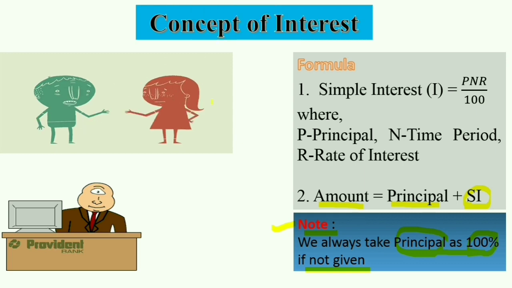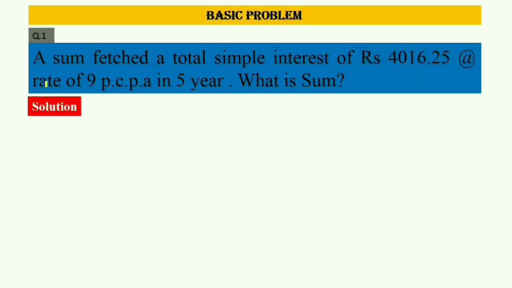Now we are slowly moving towards the problems on it. Now we will move towards the first problem. A sum fetches a total simple interest of rupees 4016.25 at a rate of 9 PCPA, that is, percent per annum, in 5 years. What is the sum? Here, sum means we have to calculate the principal.